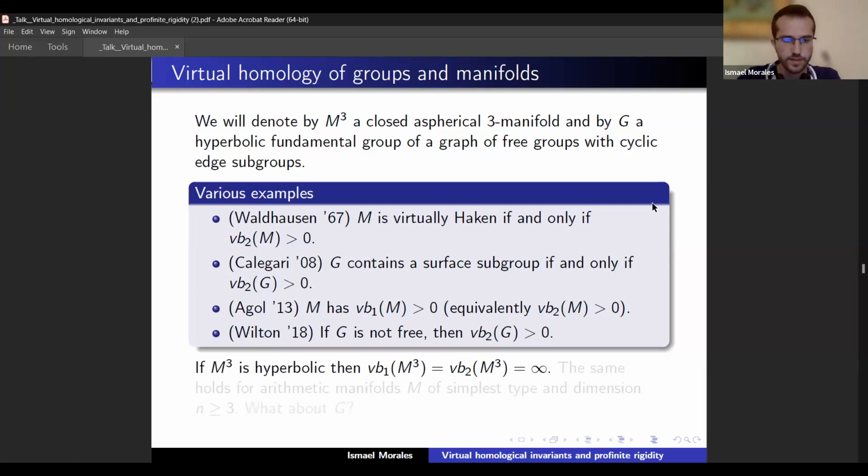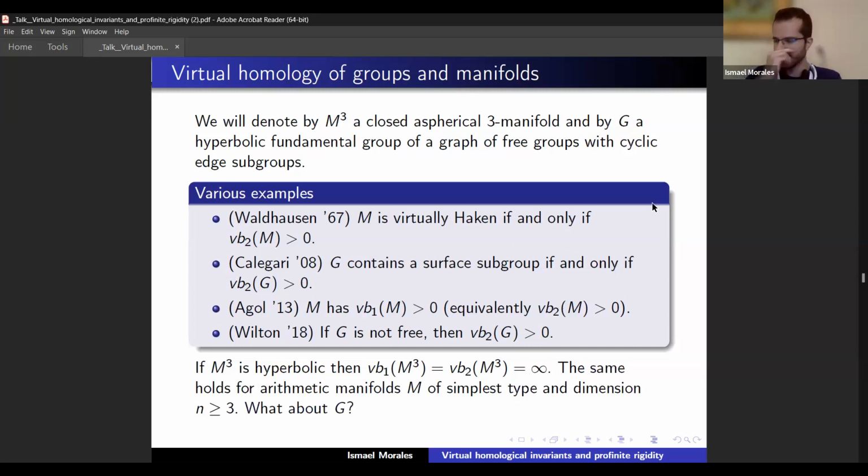Right, they prove much more, as I said: if M is hyperbolic, then in fact they are large, so they have infinite virtual first Betti number. The same holds in high dimension for arithmetic manifolds of simplest type; Alan Reid told us about this. But the question now is, what about G?